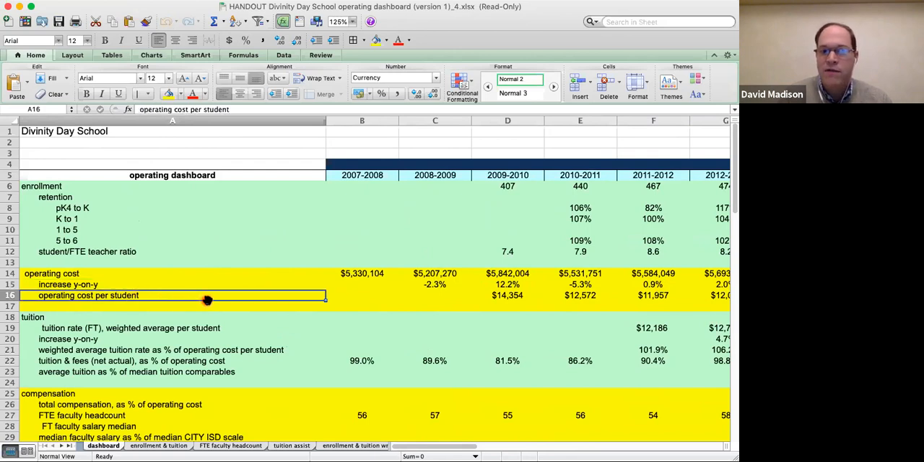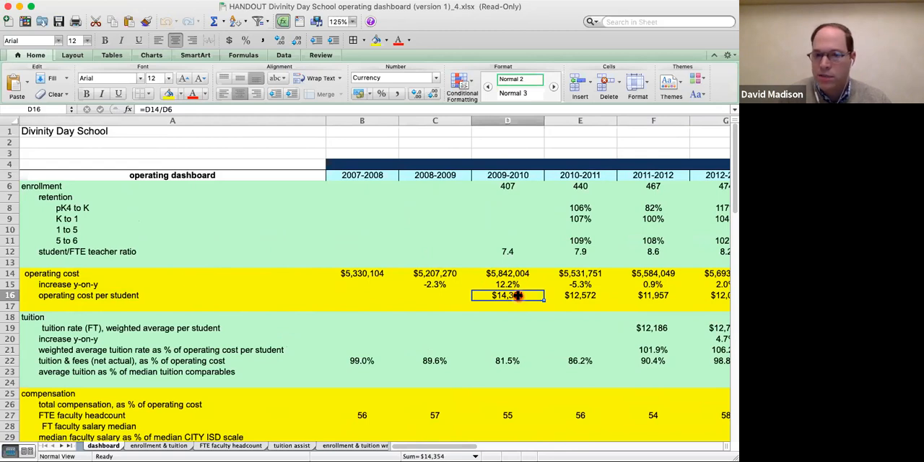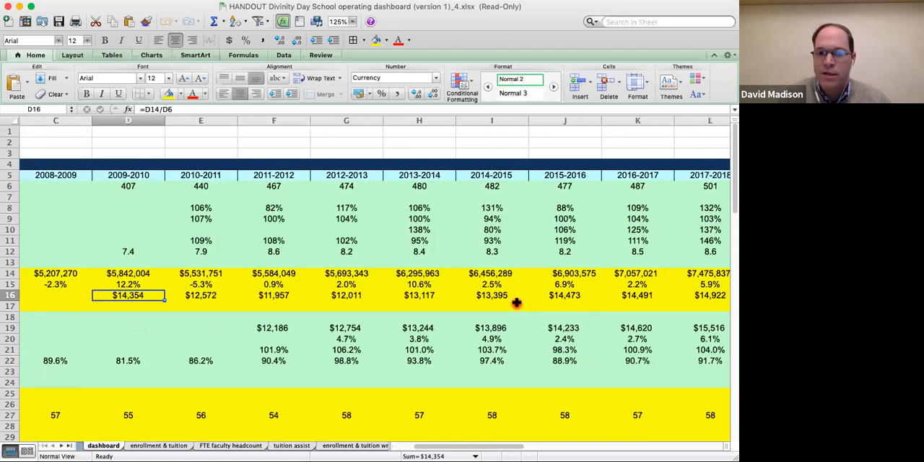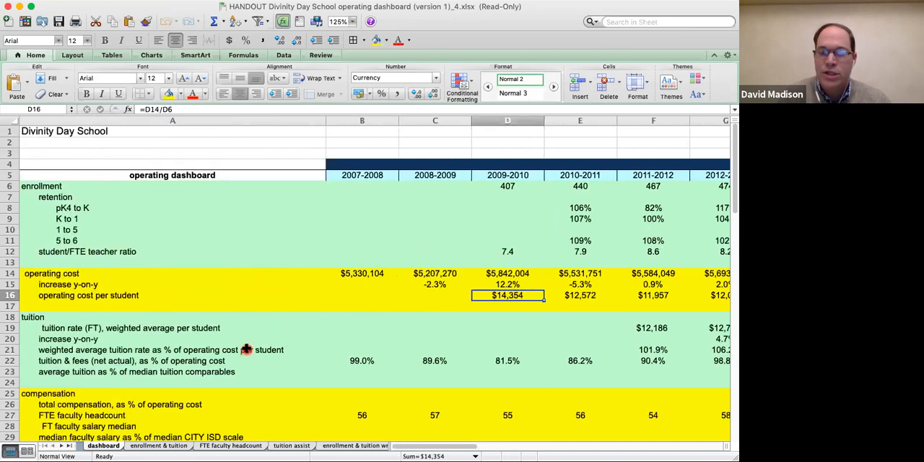This is the analysis of operating costs per student. So they're taking their entire operating cost and trying to figure out, well, what does it cost to educate a child here? And then you'll see in their analysis that number is kind of all over the map. So it would be interesting to dig into that and see why it went down from 14.3 to 12, then down to 11.9, then started going back up again. That would be an interesting conversation to dig into.